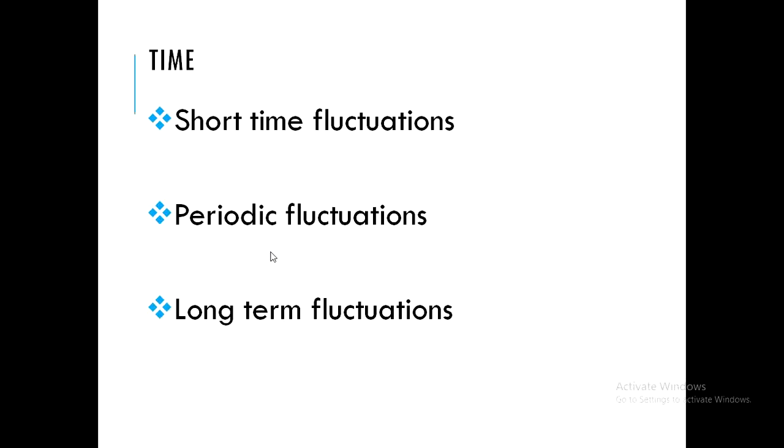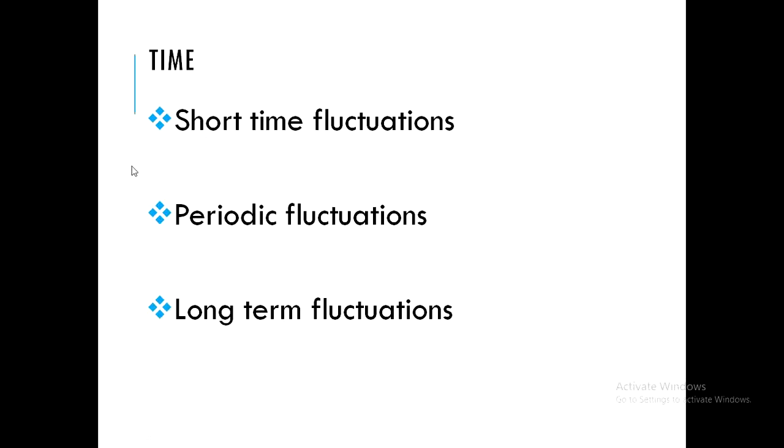According to time, diseases are divided into three further categories: short-term fluctuations, periodic fluctuations, and long-term fluctuations. As the name is suggestive, short-term fluctuation means the disease has a very short incubation period. It comes and affects the community and goes away. So there is a very short span of these diseases.